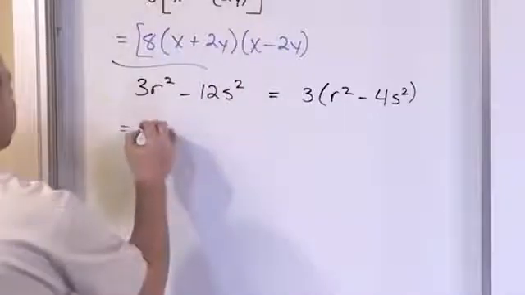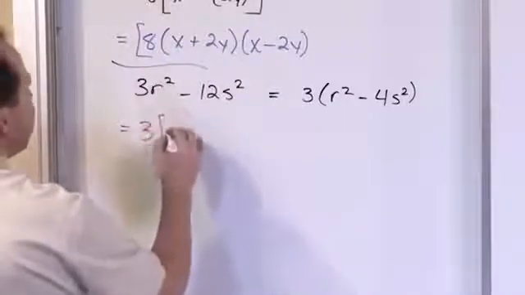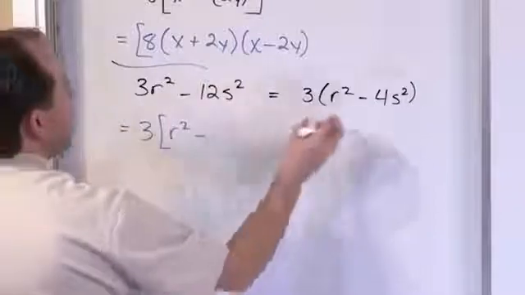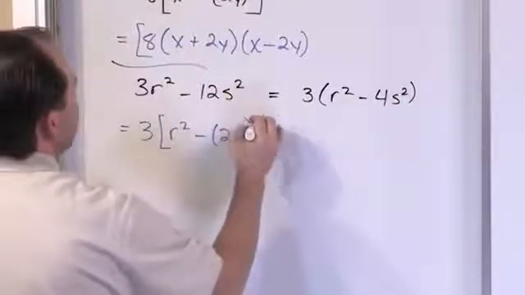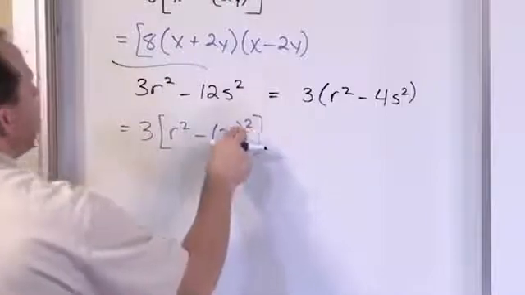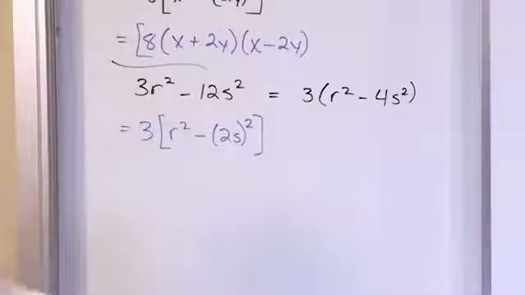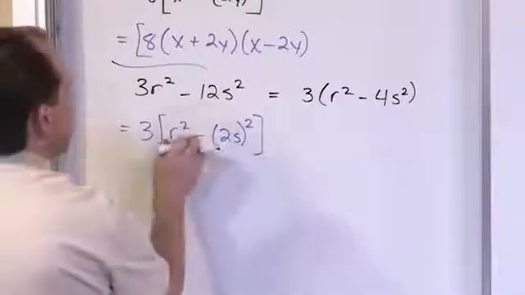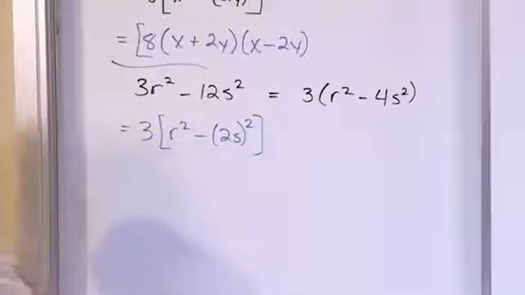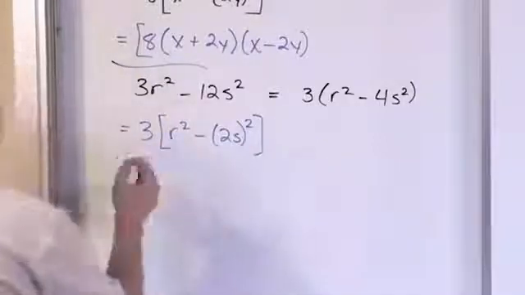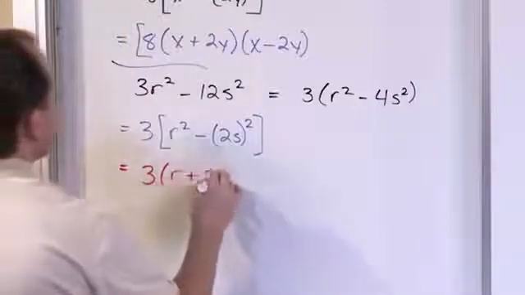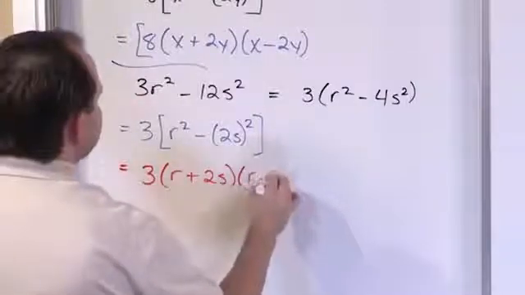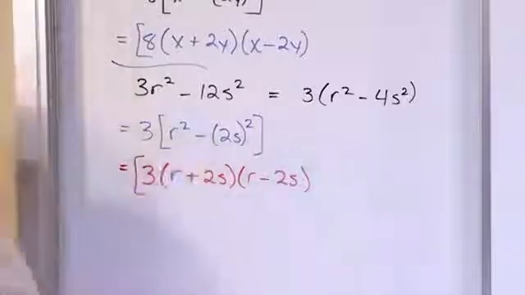So what I'm going to have is 3, and then over here r squared minus the 4s squared, I'm going to write it as 2s squared, because I know the exponent will apply to both items. So now I have the difference, which is the subtraction of two things that are squared. And so now it'll just be 3 times r plus 2s, r minus 2s. And that is the final answer.